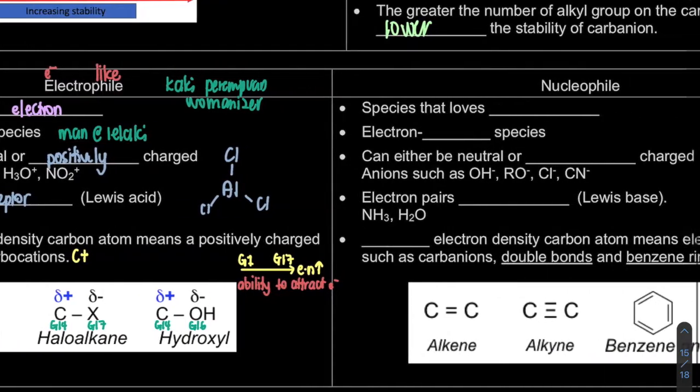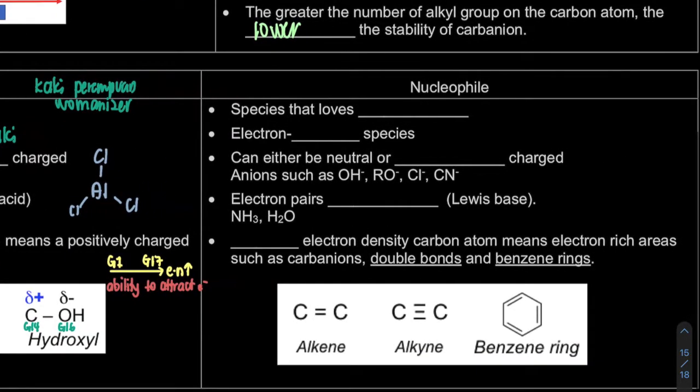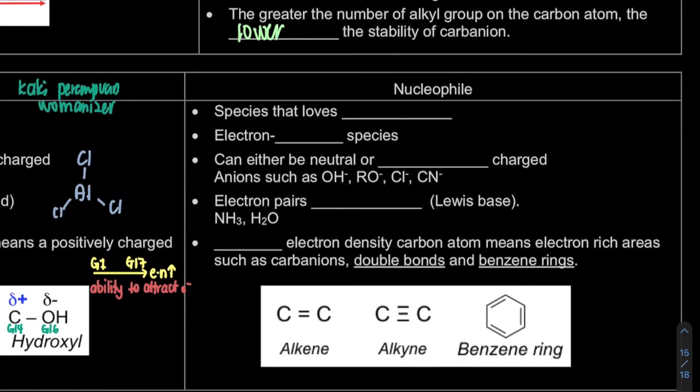How about the nucleophile? Nucleophile, again, the "phile" means likes. Nucleo comes from nucleus. So they like things that are positively charged. So it is a species that loves the nucleus. When it loves the positive one, it means it itself is very negative, or an electron rich species. Again, we will always like what we don't have.